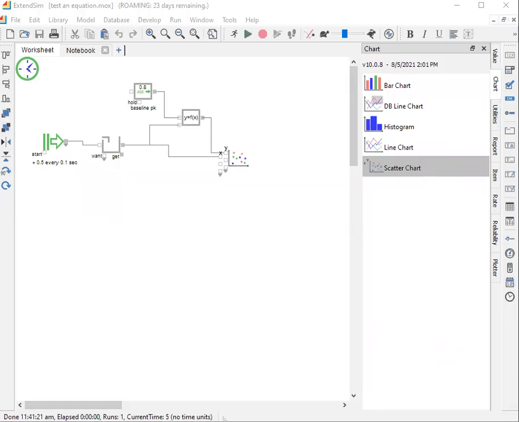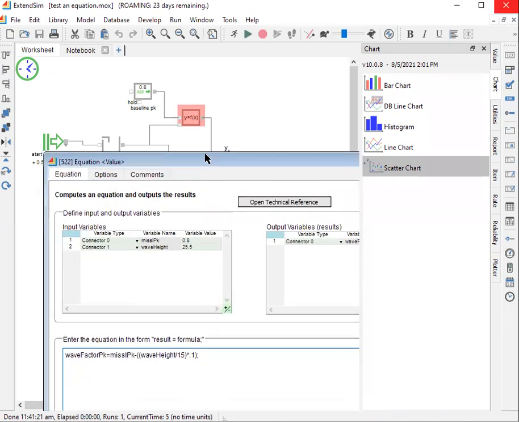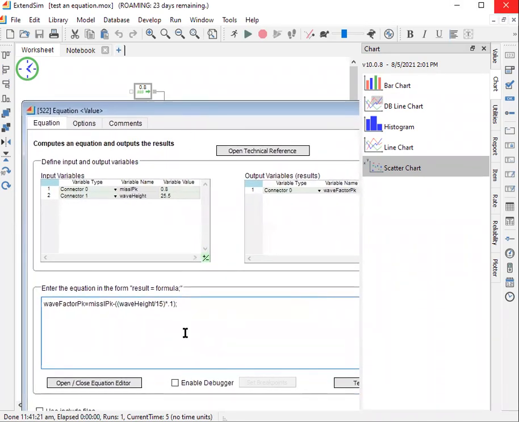Let's say I have a mathematical equation that I've programmed inside my ExtendSim equation block. And the question is, how do I know whether or not this equation is actually producing the desired behavior? So I can take a look at this equation, and now I can establish when I run that something is actually happening.